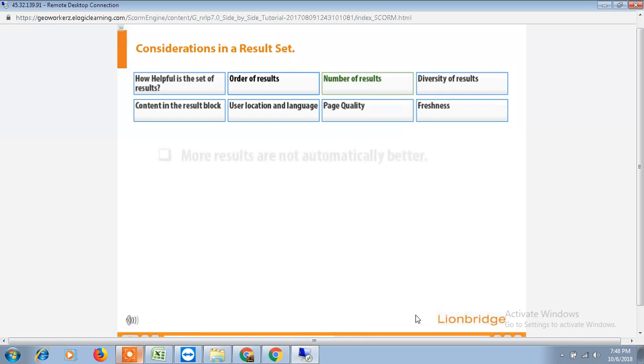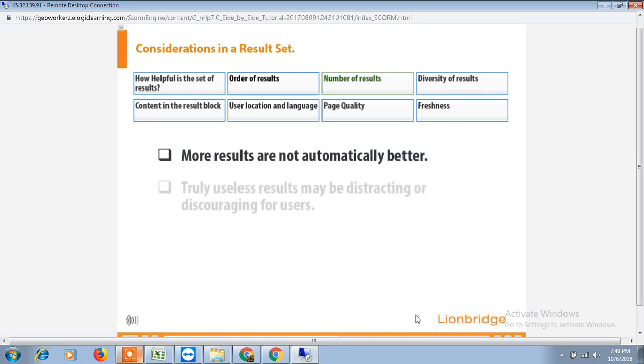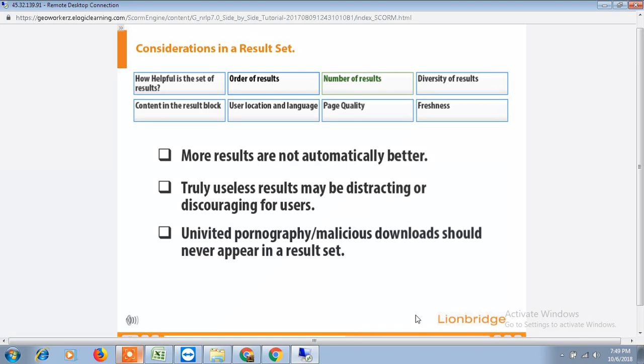Number of results. Some result sets have many results. Others have few results. More results is not necessarily better. Think about the helpfulness of the whole result set. Truly useless results add little or nothing and may just be distracting or discouraging. Results which offend or harm users are bad and should not be shown at all, even if there are no helpful results available. For example, uninvited pornography and malicious downloads should never appear in a result set.